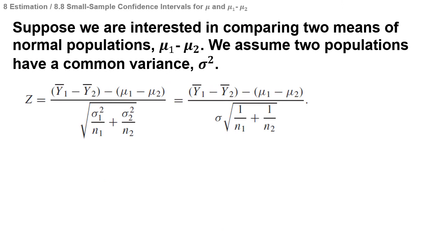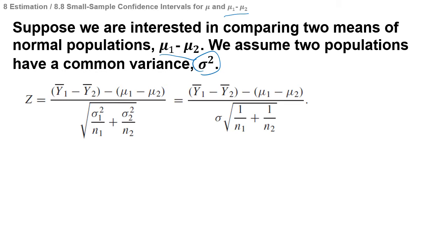Okay, now let's move on to finding the confidence interval for the second case, mu1 minus mu2. Suppose that we are interested in comparing two means of normal populations, which is mu1 minus mu2, and we assume the two populations have a common variance sigma square.